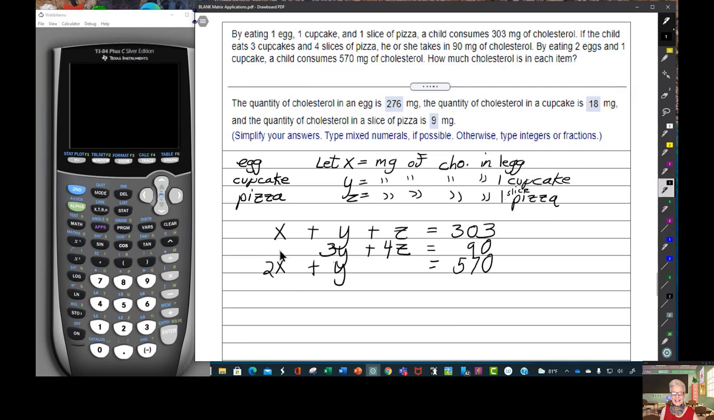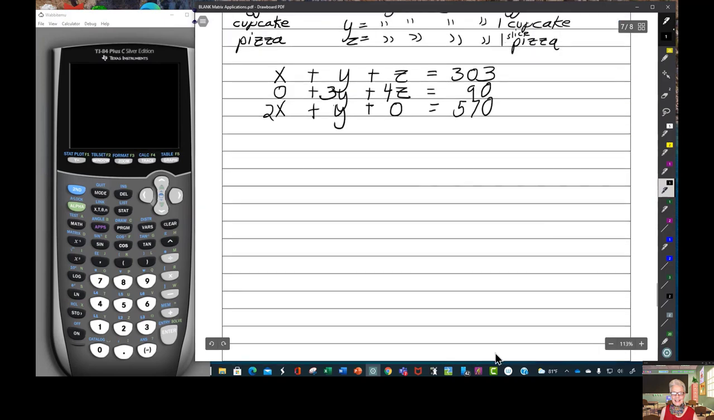So I am going to put a zero where we don't have any item being eaten. And this will give me a matrix of 1, 1, 1. Well, I ought to put the ones in and not be lazy. It's better for people. 1, 1, 1, 303. 0, 3, 4, 90. And 2, 1, 0, 570.